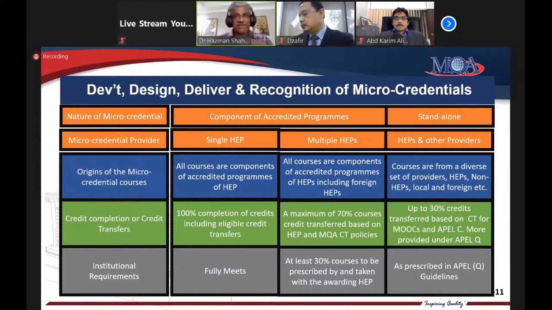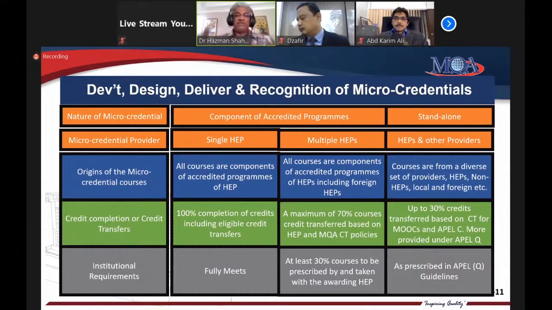It could be still in micro-credential format. It could be in the conventional format. It may be in distance learning format. But the 30% is with the awarding institution, so that the awarding institution itself assesses the candidates for the 30% of the balance of the credits, and this allows them to be satisfied that this learner is good enough and meets all the requirements to be honored with their qualification.